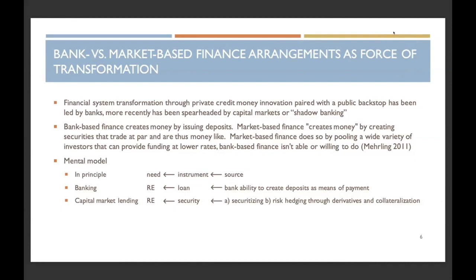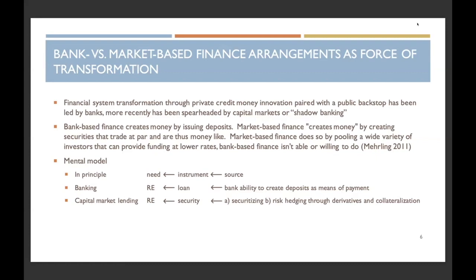So I'm coming up with a mental model, which you can see in the second half of the slide. In principle, you have a need, someone who needs funding. You have an instrument that gets that need satisfied. And you have a source, from which the instrument gets funding to the need. That's the simple model I'm constructing. In the old modern alchemy, for example, a real estate project gets a loan from the source, which is the bank, and the bank can source this by creating deposits as a means of payment.